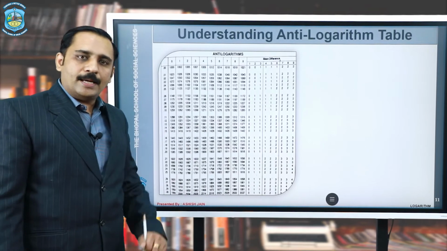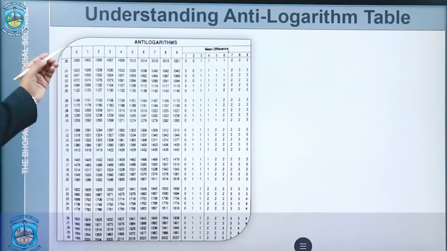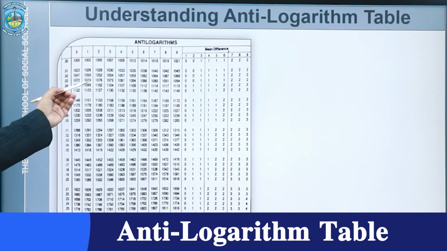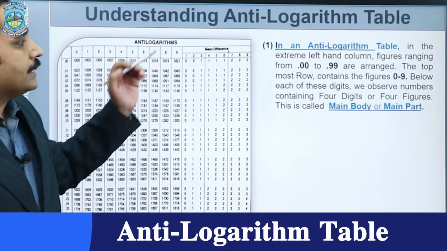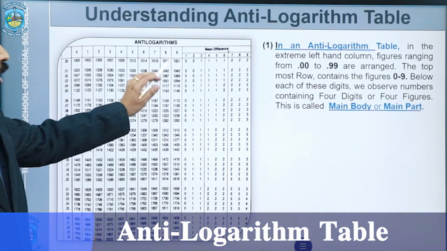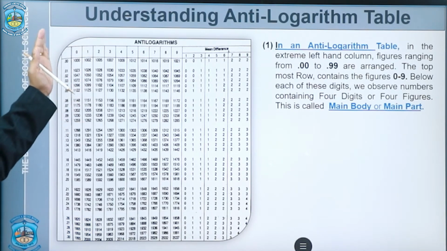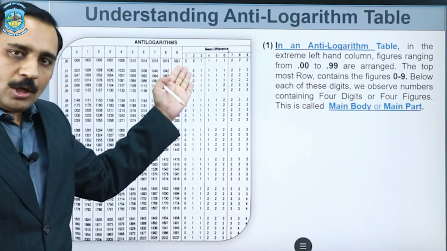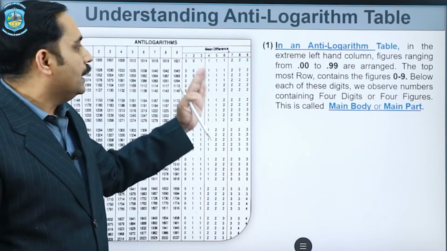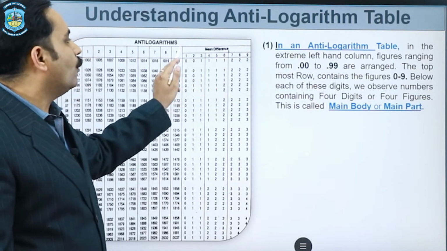Let us now understand what is an anti-log table. Here, this is a snapshot of an anti-log table. This anti-log table contains values from 0 to 9 on the extreme left-hand side corner. This is called the main part. And like the log table, we have the mean difference part. Here, the mean difference part has the values from 1 to 9.